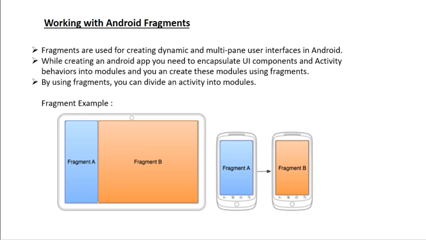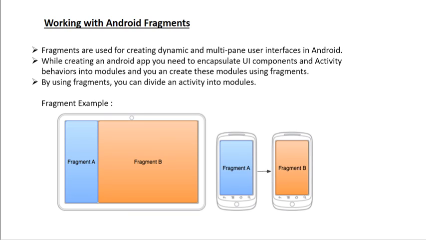Here we have two screen sizes, a large screen and a standard screen size. We have a single activity on both of these screen sizes, but we divide that single activity into two modules. The first module is fragment A and the second module is fragment B. On a large screen, we display the two modules at the same time, but on a small screen, we display one module at a time, and the user has to click fragment A to open fragment B. So this is the actual use of a fragment in an activity.